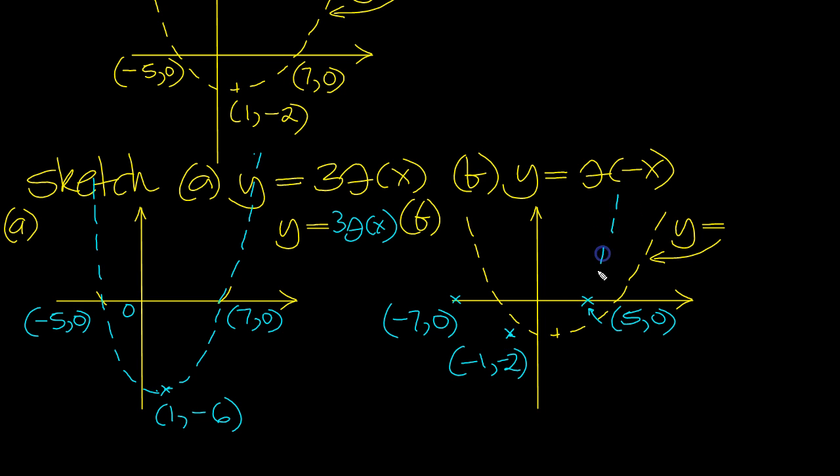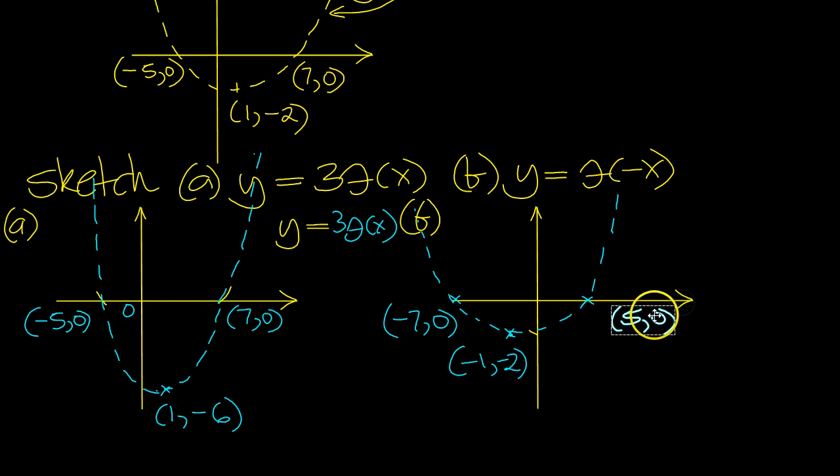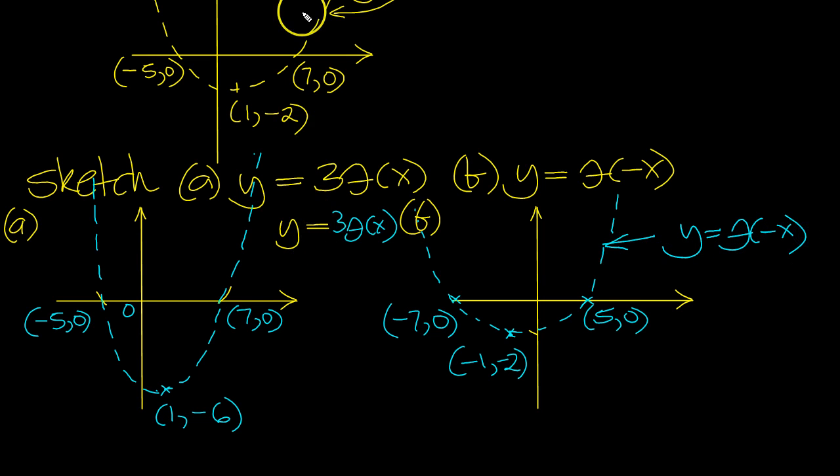As again, it's just a quadratic, so it comes down, it turns, and then goes up like so. And there's our sketch of this f of minus x function, as best we can draw it. Okay, so this is y is equal to f of minus x, and this one was y equals 3 lots of f of x.